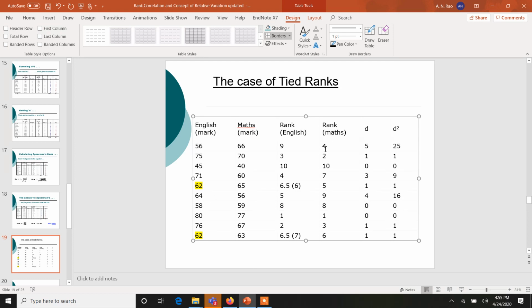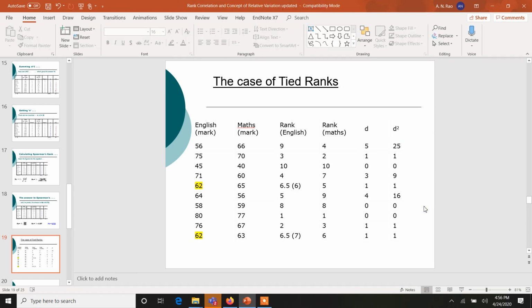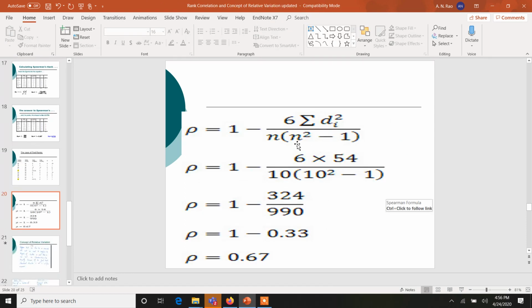And similarly, for the maths marks, I will calculate ranks here, which are simple because there are no ties in this column. And then similarly, I'll calculate the difference between these two ranks, like 9 minus 4 is 5, 3 minus 2 is 1. And then I square these deviations and proceed further, just switch in the values in the formula and find out that there is a fairly strong positive association between marks in English and marks in maths. Okay?